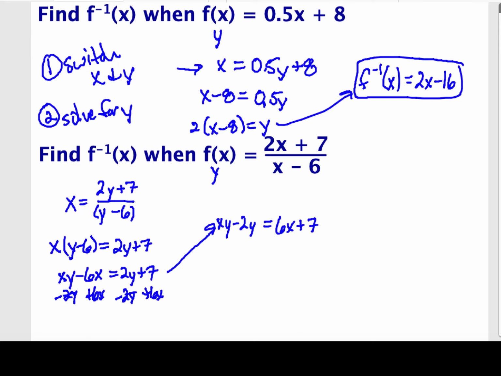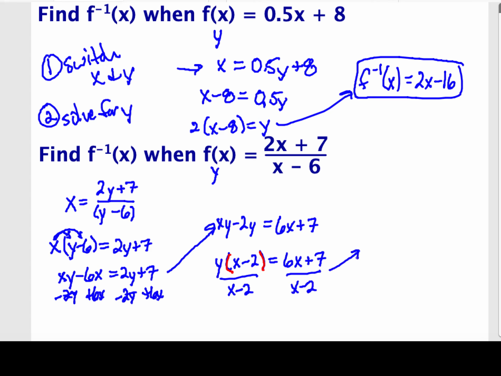Then we can get a little fancy if there's a y in both parts. Just like we distributed x in over here, I can factor out the y on this side, which gives me the opportunity then, if it's y times the quantity, well then why don't we go ahead and just divide by x minus 2.